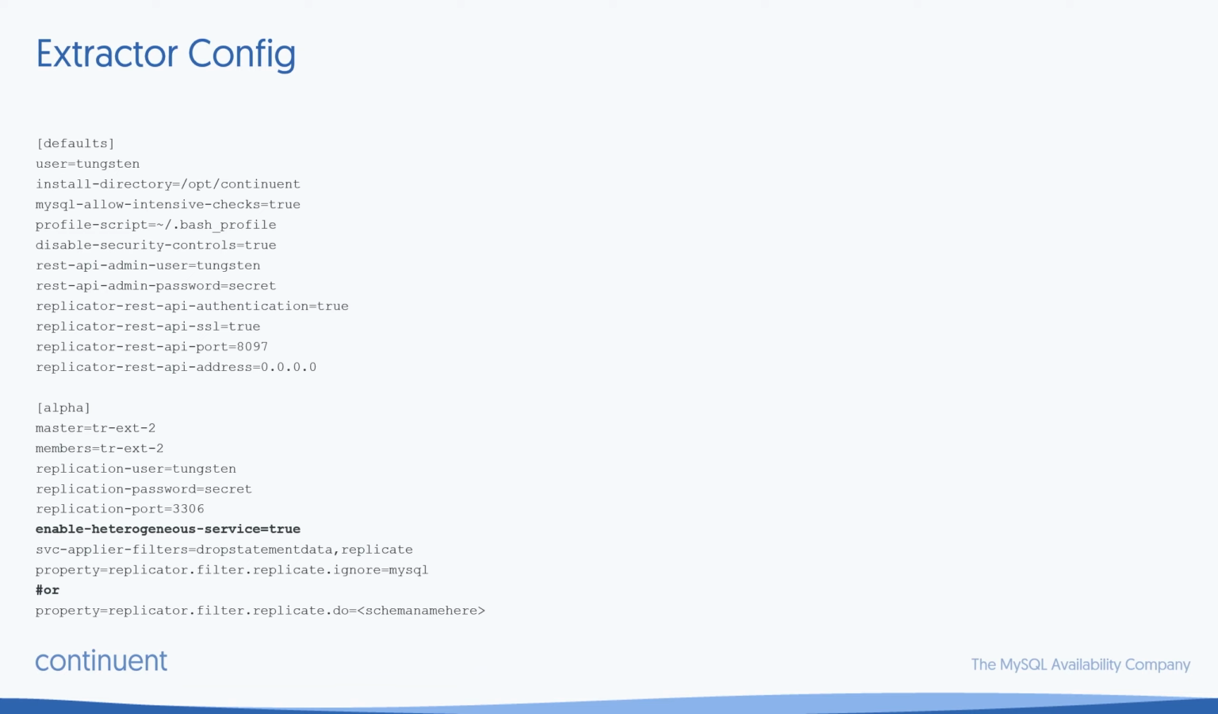Obviously, with MySQL to Mongo, you may not want to replicate everything. If you do want to replicate everything in your MySQL database, at least add the ignore in so that the MySQL database doesn't get replicated, because that will obviously not be needed in Mongo. Otherwise, you can use the replicate.do and list your schema table combinations here that you actually want to replicate.